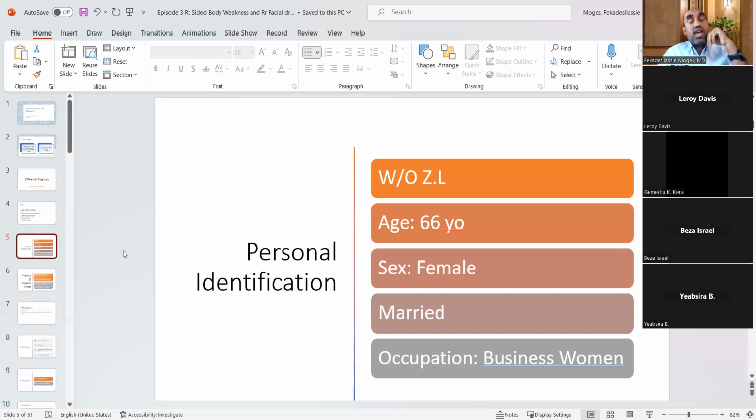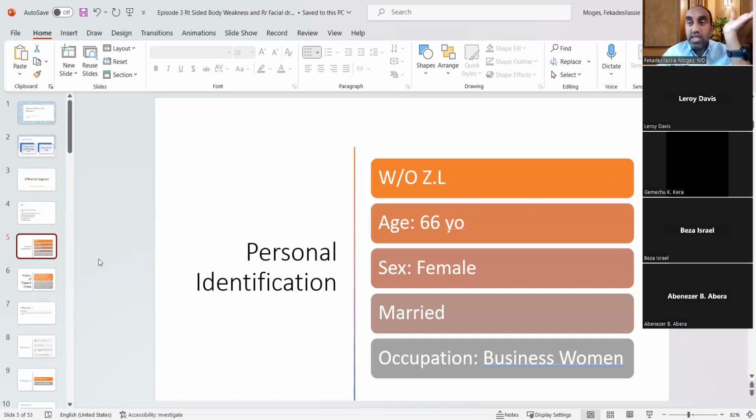Timing. So she presented after about an hour of onset of these symptoms. Is it in the morning or in the afternoon? It is just around noon. Was she doing any relevant activity prior, or she just noticed?